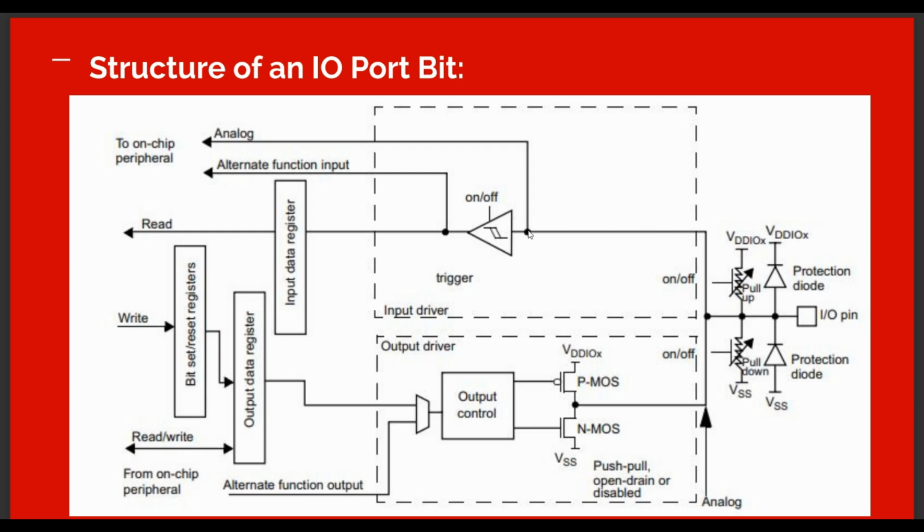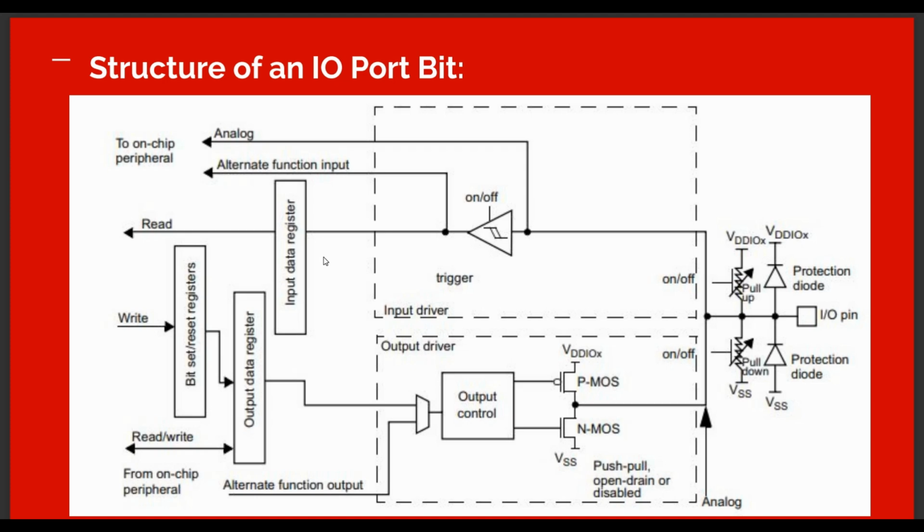When we go to the input driver side, the pin is connected here, and we have different functions like analog. If we are using it for analog reading, ADC kind of thing, then we'll get here. This is the alternate function. If it is not alternate function, it will go to the input data register, and from the input data register we can read the status of the input pin.